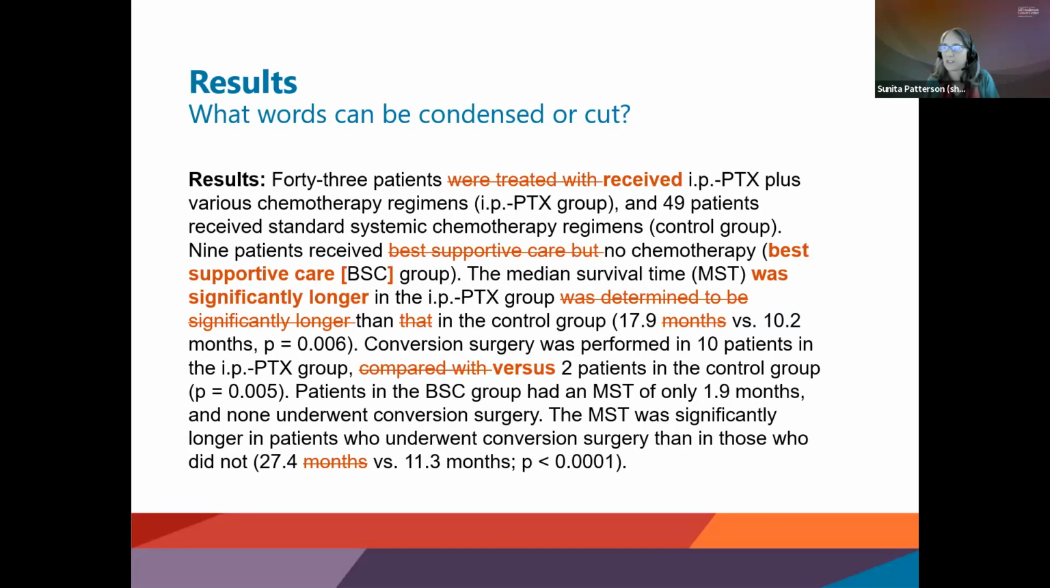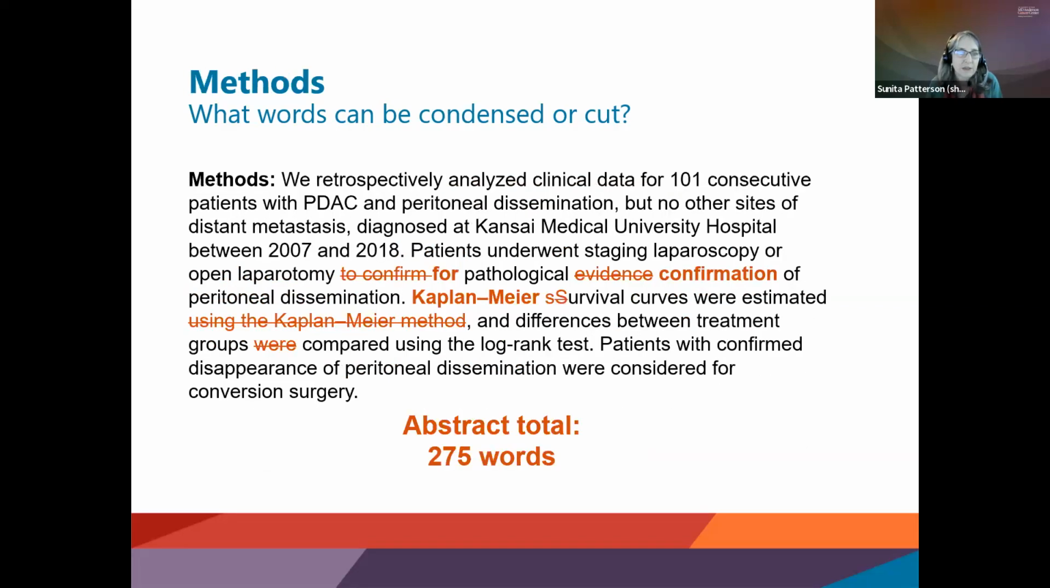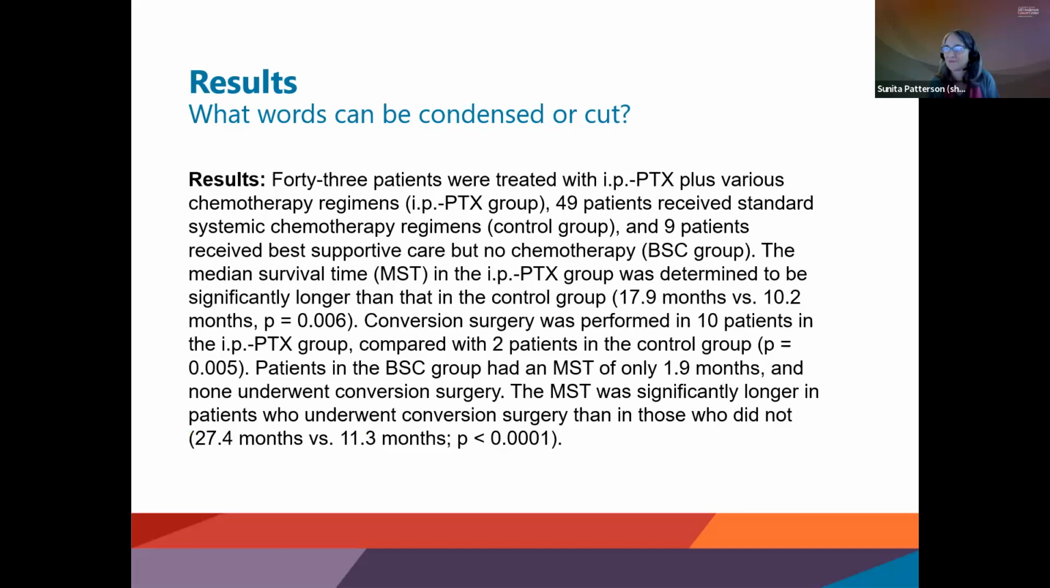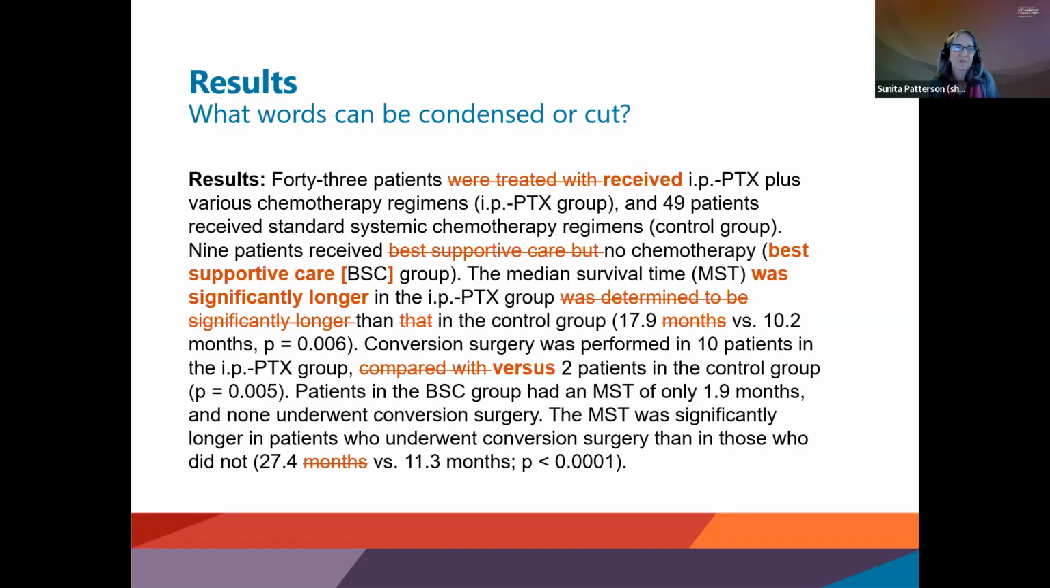Patients with no peritoneal dissemination, was that in the methods? Patients with confirmed disappearance of peritoneal dissemination, and then patients with no peritoneal, yes, we could save, I think that saves 2 words. So yes, that's good. Yep. I think that works. Okay, results section.